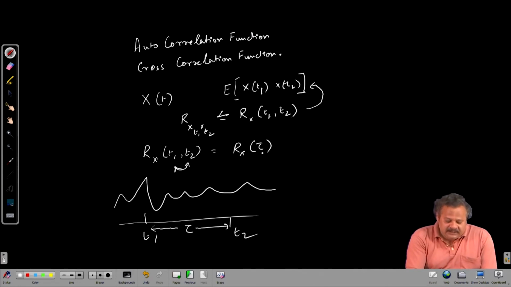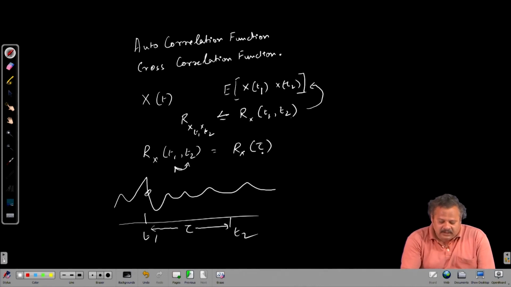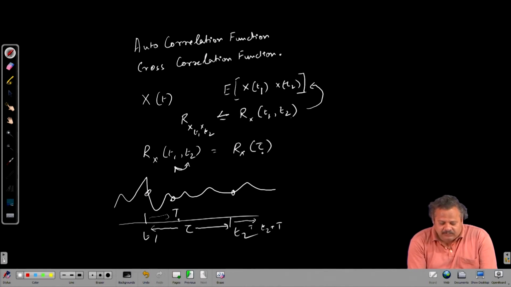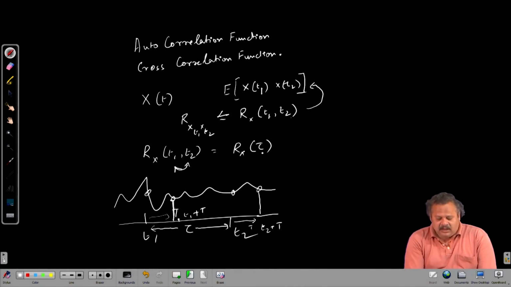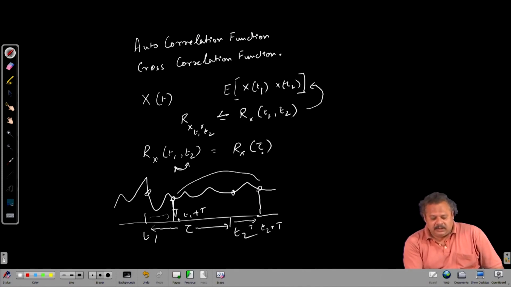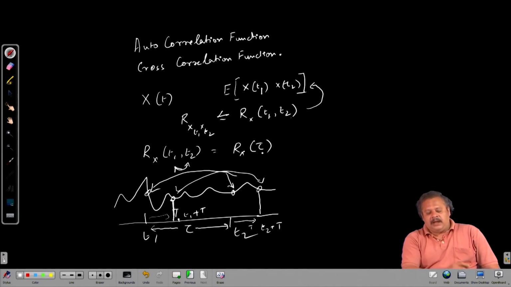So, the expected value of the process at t1 and t2 is the same as if we translate t1 by some capital T and t2 by some capital T, that is t2 plus capital T, and this point is t1 plus capital T, then the expected value of these 2 points are the same as these two, and so on.